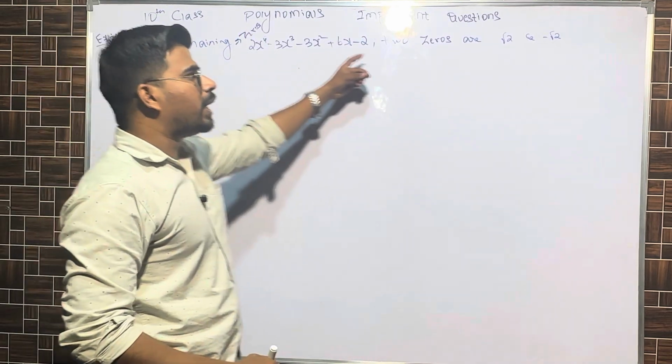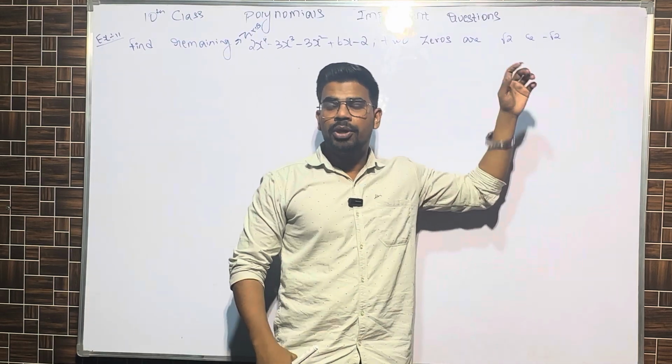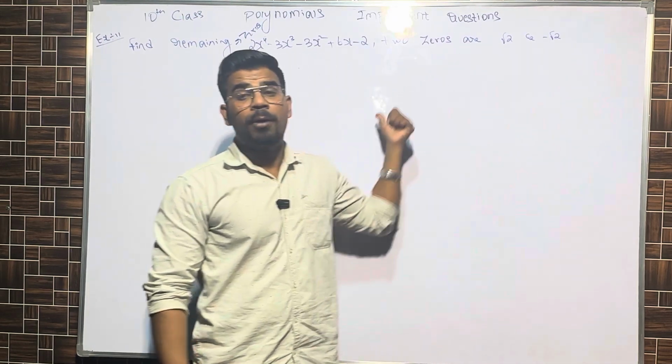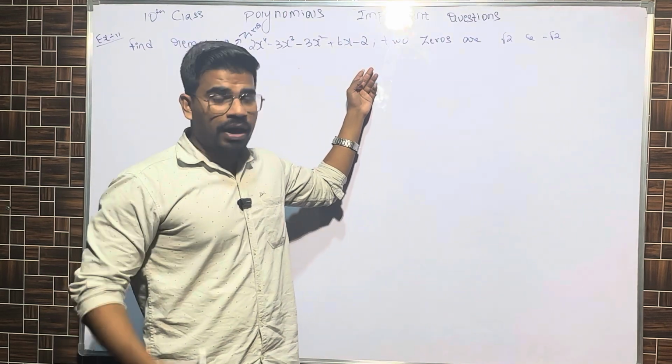Remaining zeros you have to find, and 2 zeros are given. In the previous case also 2 zeros were given. What did we do? Using those 2 zeros we found the polynomial by which we are supposed to divide. That is, we got the dividend, and we have to find the divisor.